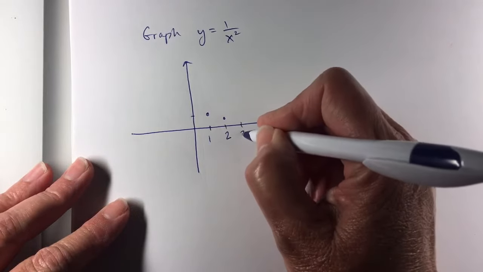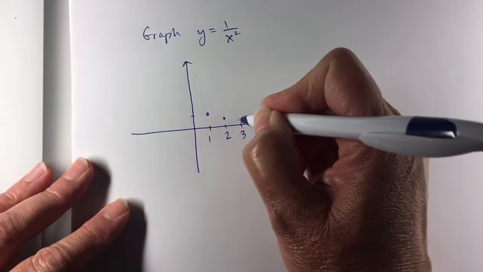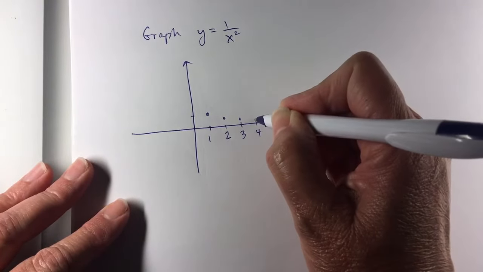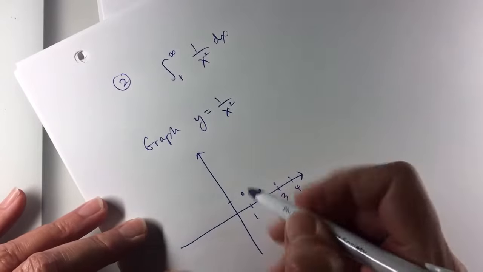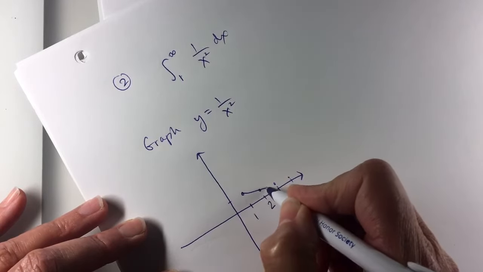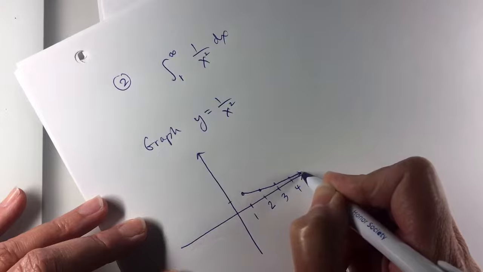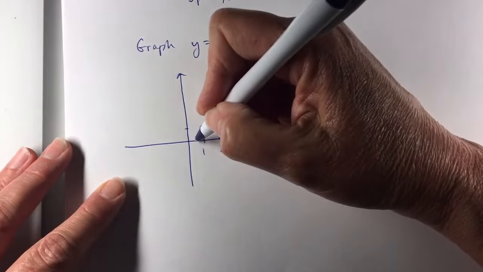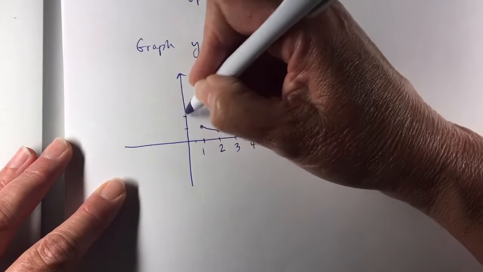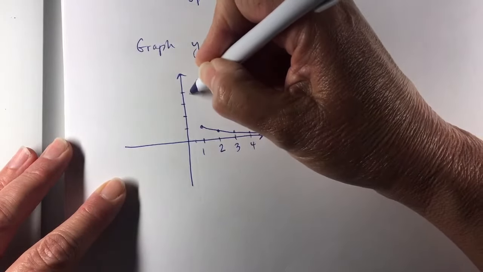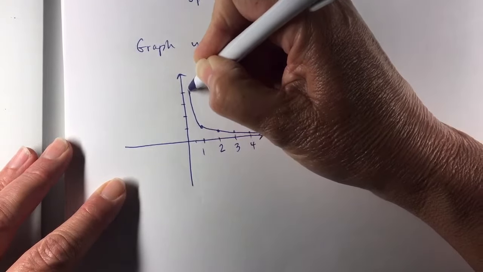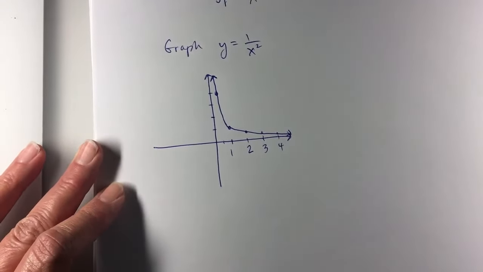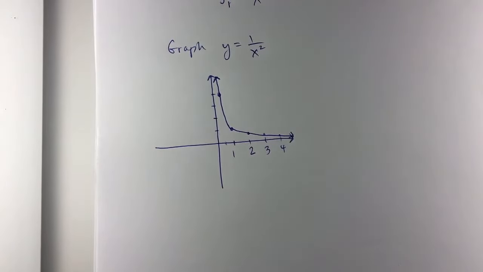What if I plug in 3? 1/9. And if I plug in 4, 1/16. You do have a horizontal asymptote, that's the x-axis. If I do a little bit more of this graph, if I plug in 1/2, I'll get 4. I have a vertical asymptote, the y-axis.